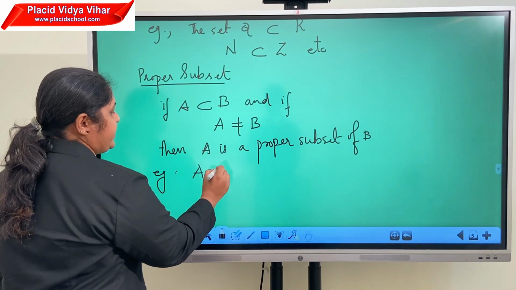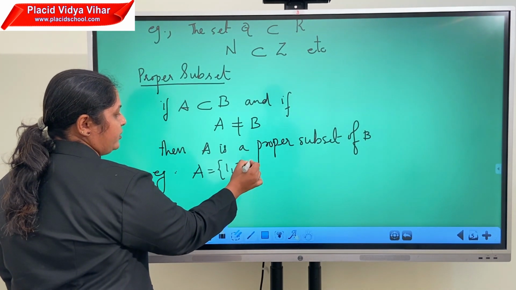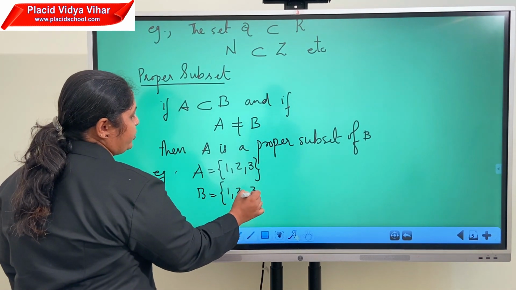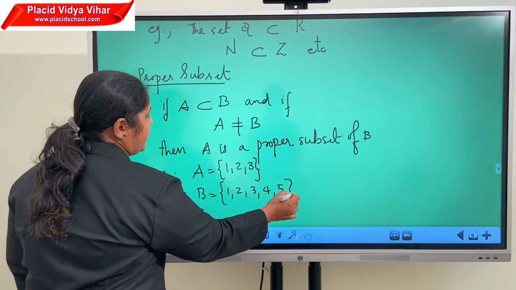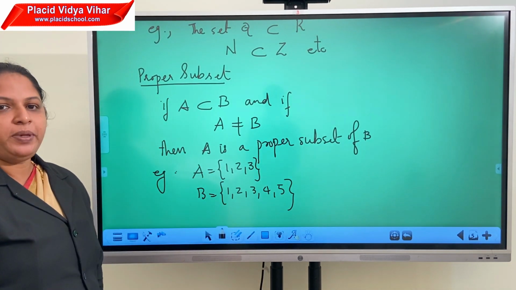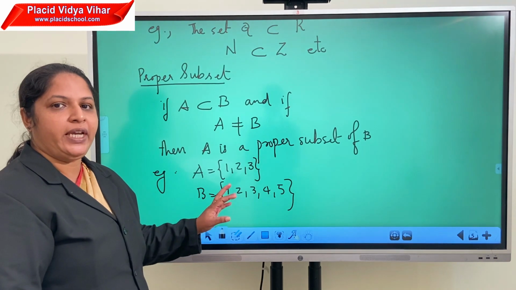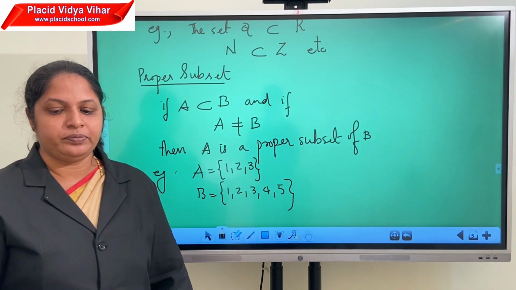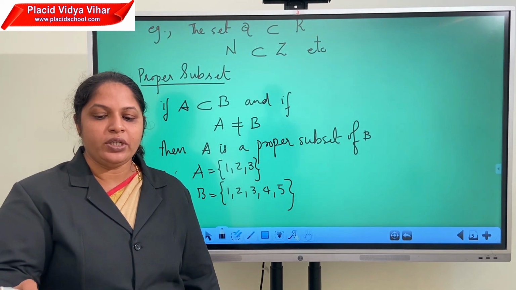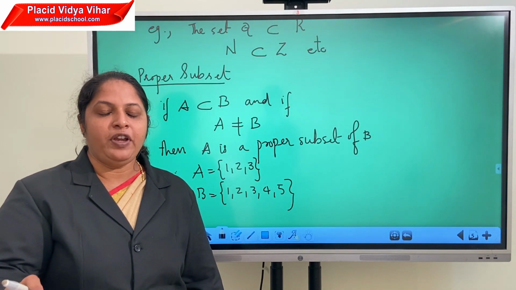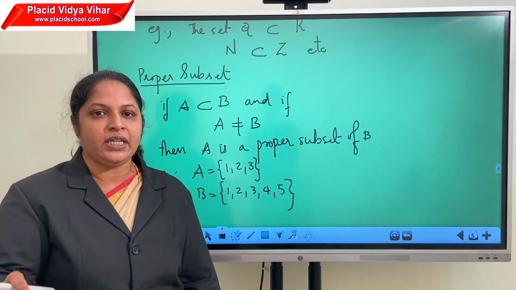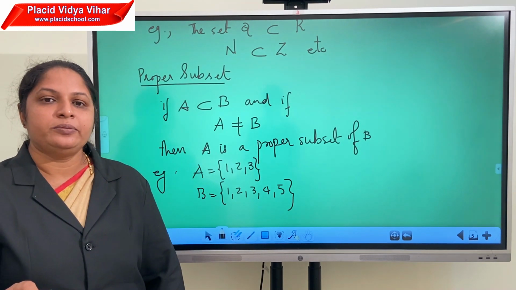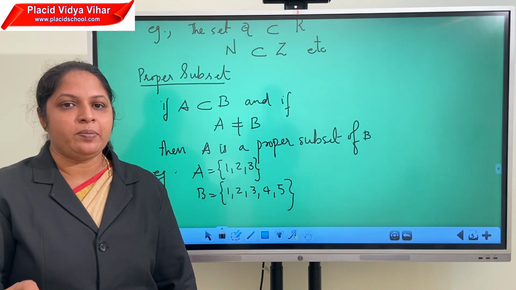Example, A is equal to the set {1, 2, 3}. B is equal to the set {1, 2, 3, 4, 5}. Here A is a subset of B and A is not equal to B. Hence we can say that A is a proper subset of B. Again write as a note. If any set has only one element in it, we call it a singleton set. Example, the set of all even prime numbers.